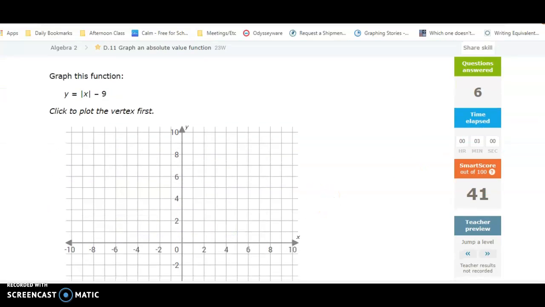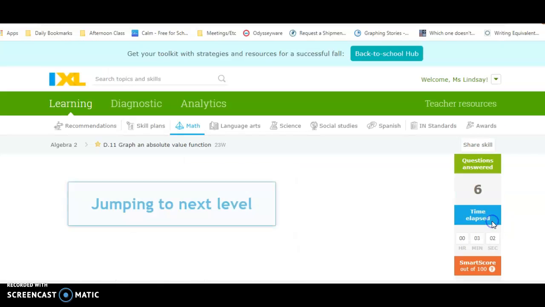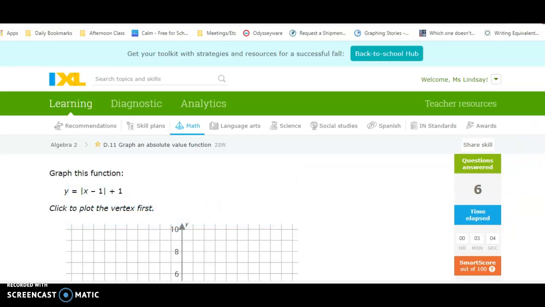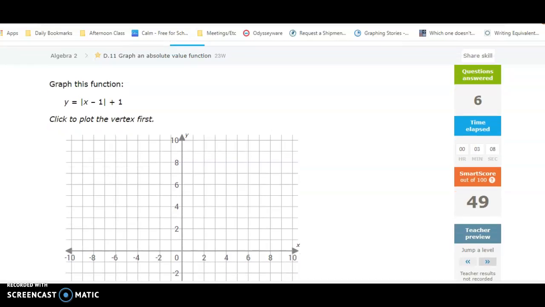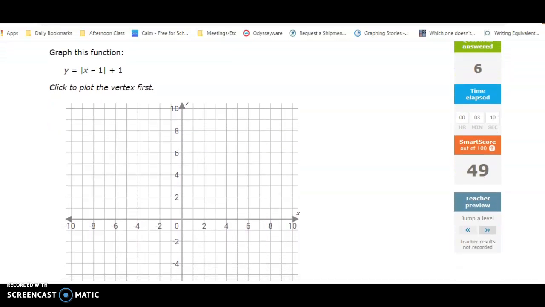I'm going to skip ahead here. So this one has both a horizontal and a vertical shift. So for the inside, when that says -1, that means I'm going to go to the right one. And then the outside number being +1 means I also go up 1. So it's very much like vertex form. And then still up 1 over 1, still a V shape.